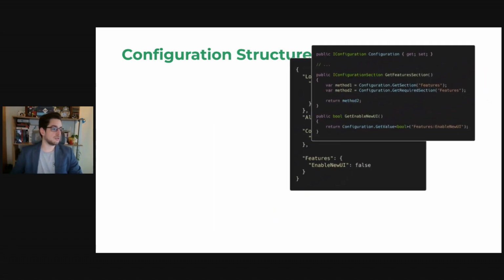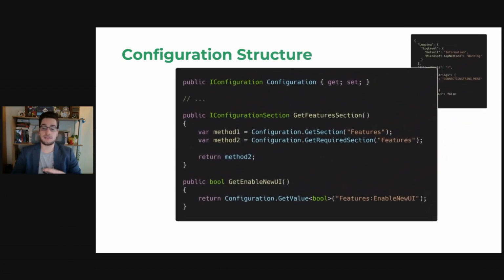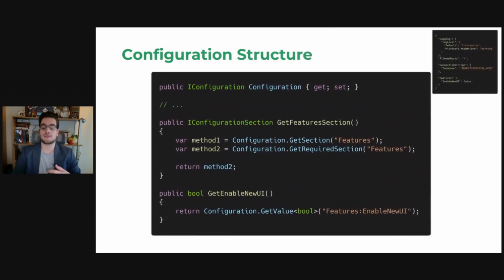So what you can do is you can go ahead and say, well, I have another instance of IConfiguration, and we have a method called GetFeatureSection, which would return to you an IConfigurationSection instance. And you can interact with these sections in two ways. You can go ahead and say GetSection, or you can say GetRequiredSection, and you pass in the string of the configuration.